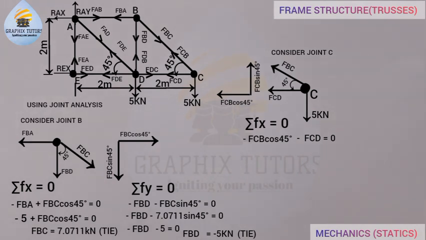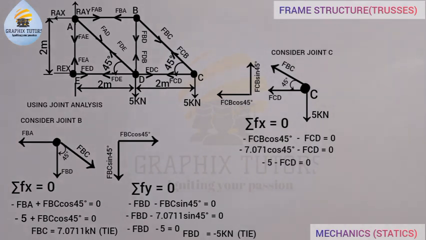So from here, if I make FCD the subject of the formula, we know the value of FCB. FCB is given to be 7.0711, as we've calculated earlier. So minus 7.0711 cos 45 minus FCD is equal to 0. If you input this in your calculator, minus 7.0711 cos 45 is simply minus 5. Minus FCD is equal to what?